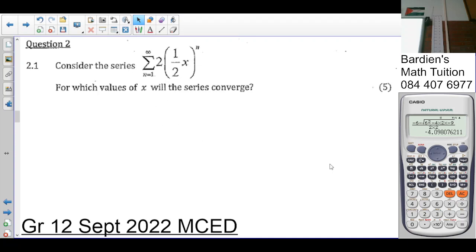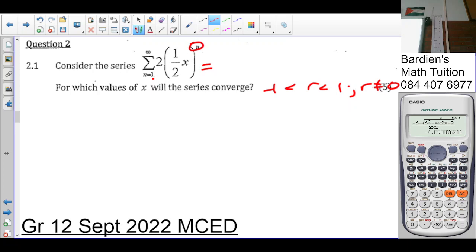Okay, so consider the series. For which values of x will the series converge? People, under what condition will the series converge? R is greater than -1 but less than 1, provided R is not equal to 0. Not so. So we have to work out the first three terms. Where do we start? At 1.